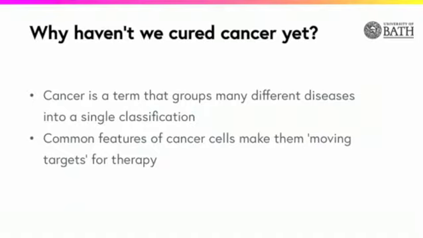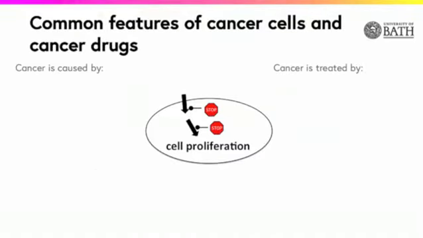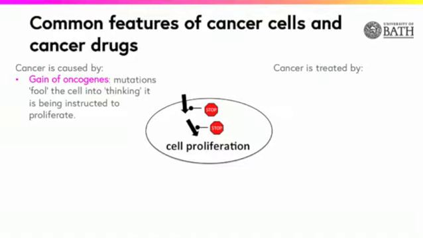Okay, so if we just have a brief recap to start off with about the common features of cancer cells and cancer drugs that we use to target them. So firstly, you know from Andrew Ward's lectures that cancer is caused by gain of oncogenes. These are mutations that trick the cell into thinking it's receiving a proliferative signal all of the time. So it's like putting bricks on the accelerator of the car.